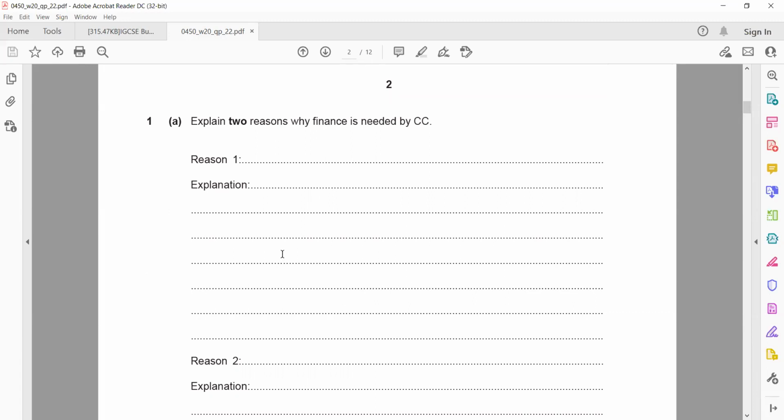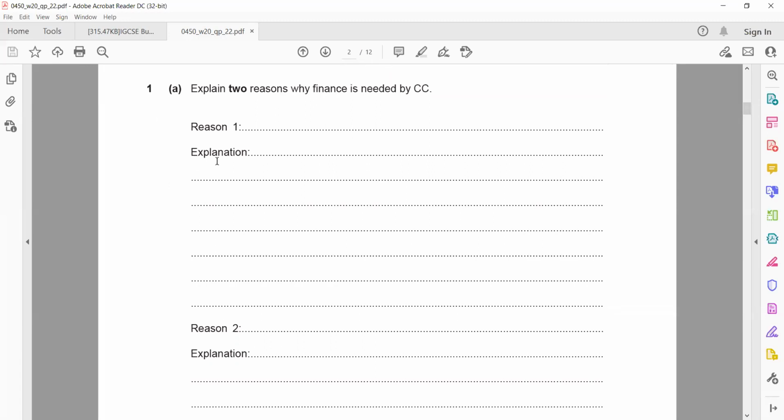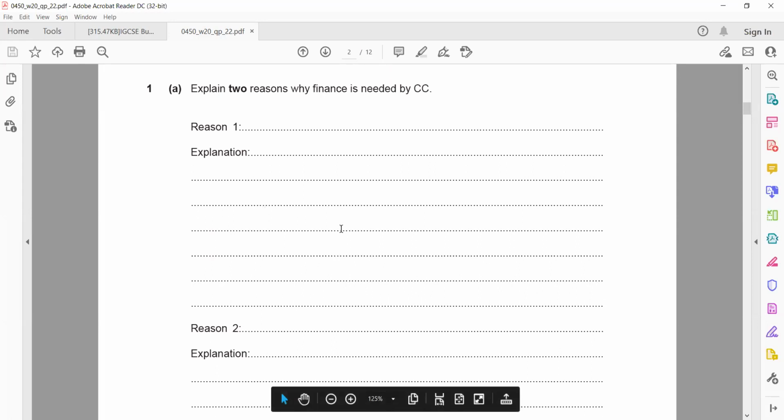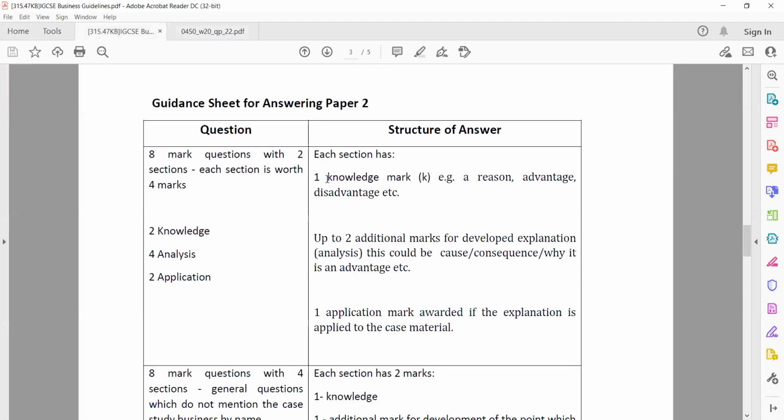Same case for analysis. You should not have the same analysis for each explanation. There should be different explanations, different analysis points given. So to recap, that's the first 8 mark question variation, with 2 sections. Each section is worth 4 marks.